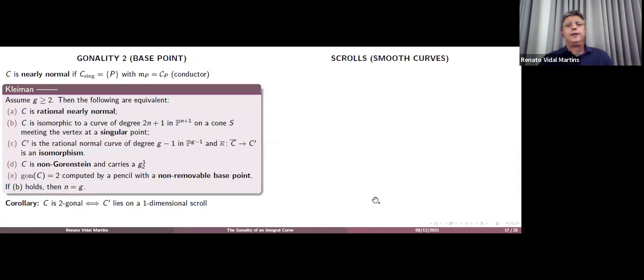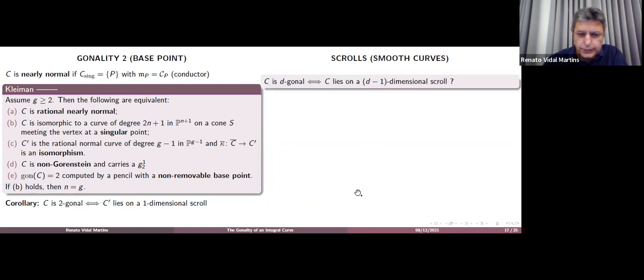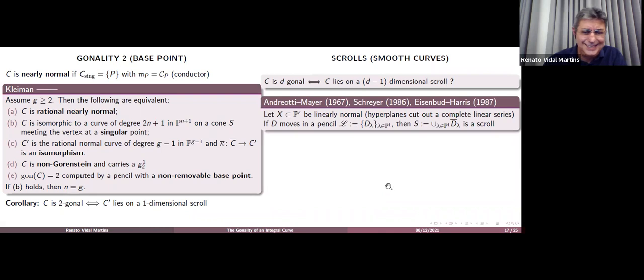So now we're going to address the general question. Is it true that C is d-gonal if and only if C lies on a (d minus 1)-dimensional scroll? The answer in the smooth case, at least necessity, comes from a result by Andreotti–Mayer, Schreyer, and Eisenbud–Harris. I picked up this statement from Eisenbud–Harris, their paper.